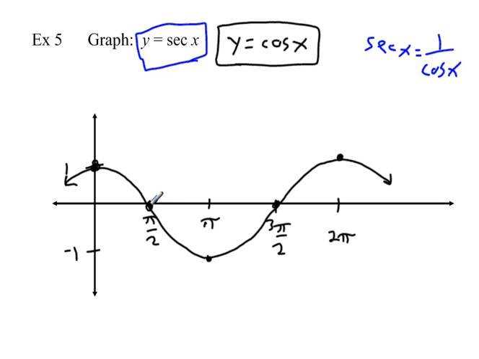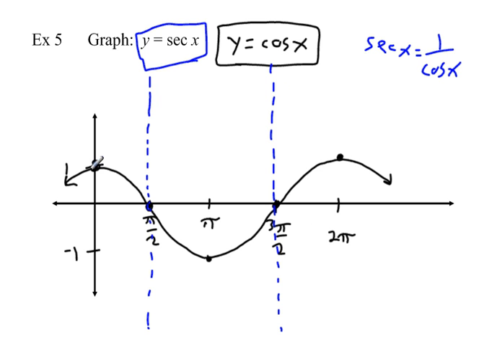Now let's think about this. Here the value of cosine is 0. 1 over 0 is undefined. So guess what? It doesn't exist here. There's going to be an asymptote. So I'm going to just put that in here. And in fact, anywhere cosine goes through the x-axis, there's going to be a vertical asymptote for secant.